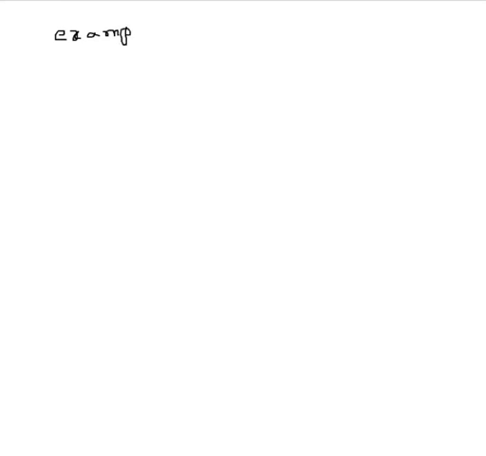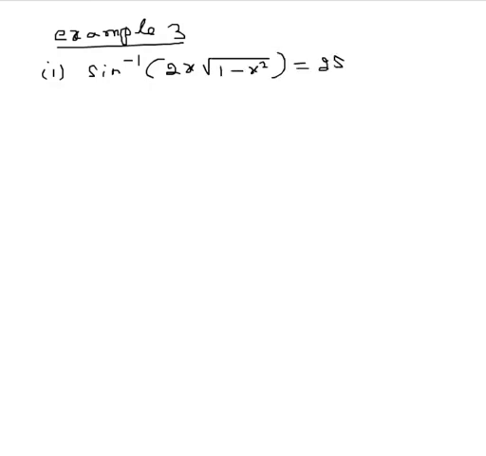Example 3. Sine inverse of 2x into root of 1 minus x square. We have to show that it is equal to 2 sine inverse of x, and the condition given is minus 1 by root 2 less than or equal to x less than or equal to 1 by root 2. Let us substitute x as sine theta. The answer is given in terms of sine inverse of x, so I am taking sine theta substitution.